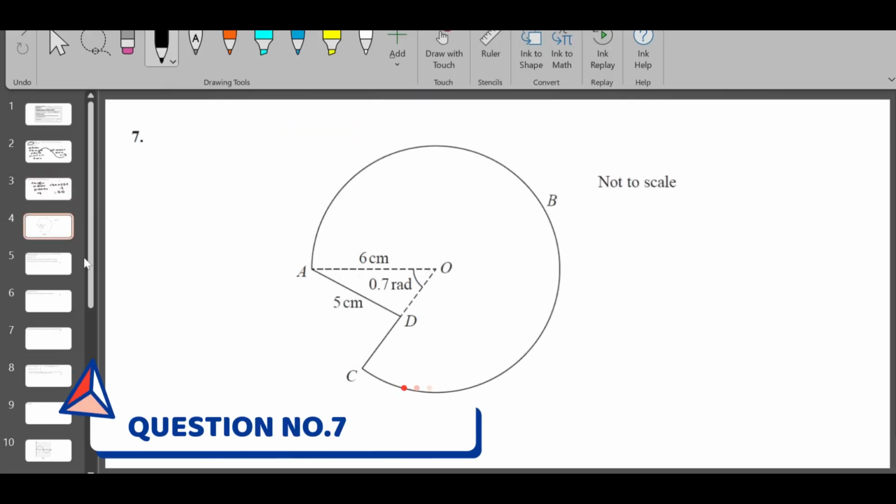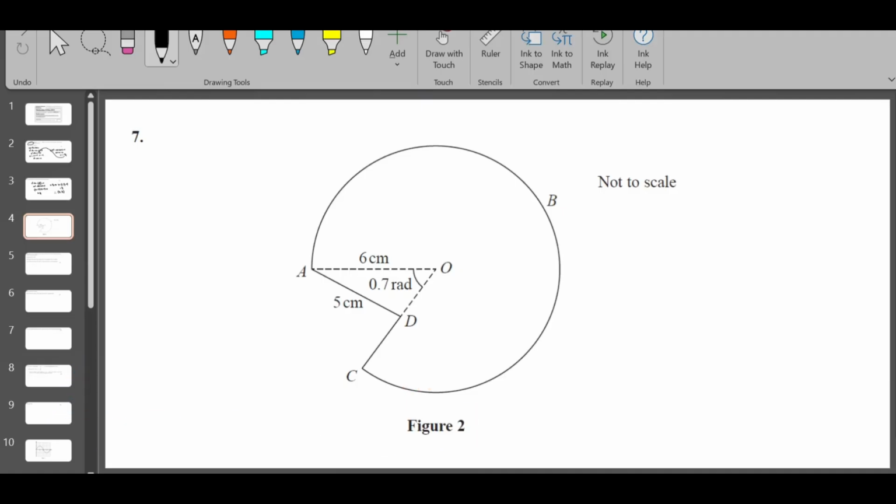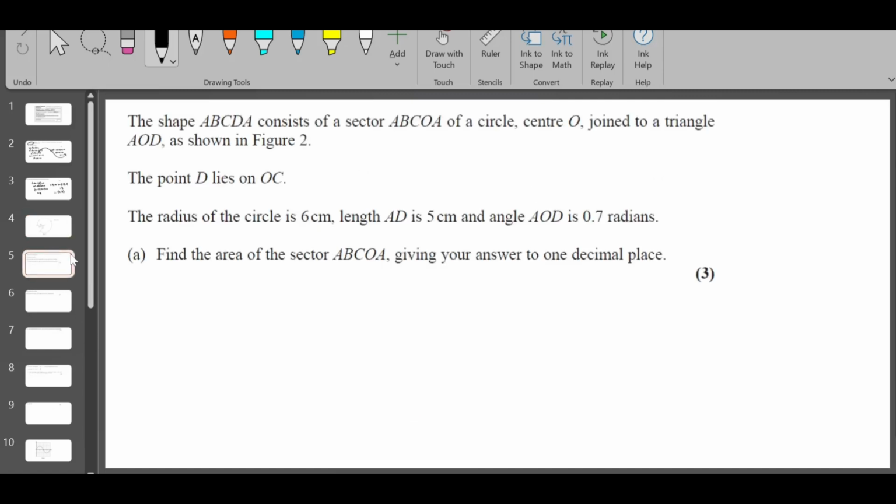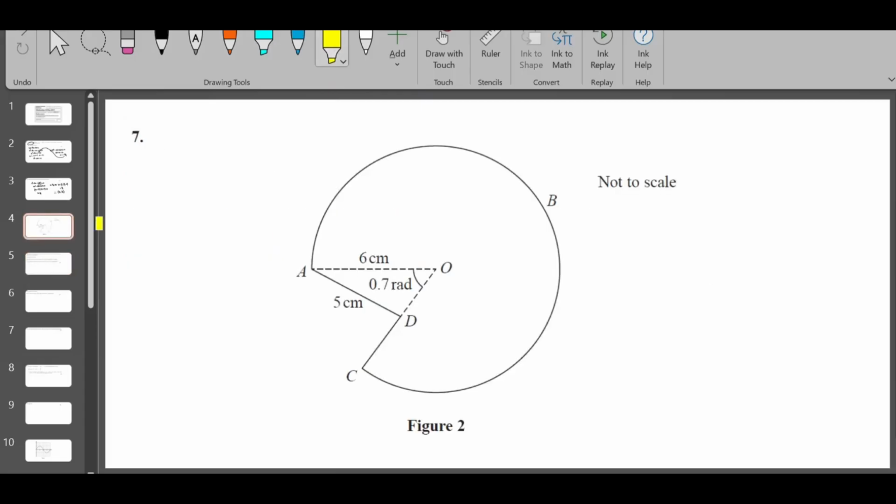Question number 7 now. We have a diagram given and this is from radian. So usually in the first few lines of the question they are going to describe the diagram. So it says the shape ABCDA consists of a sector ABCOA joined to a triangle AOD. Okay, a sector ABCOA. This is a sector, a major sector.